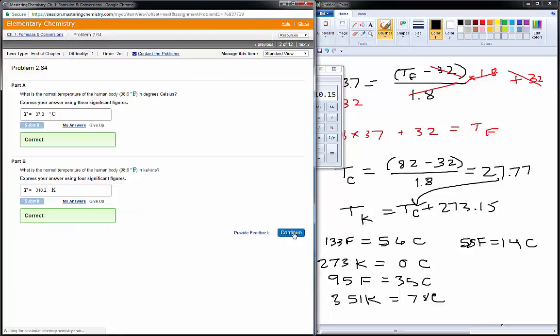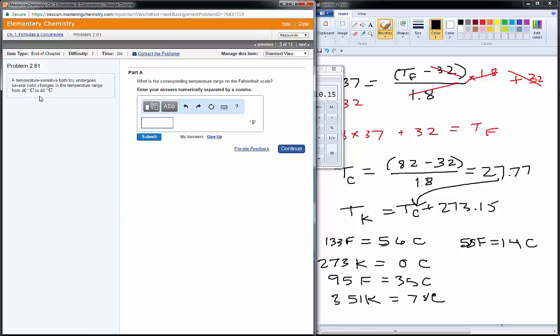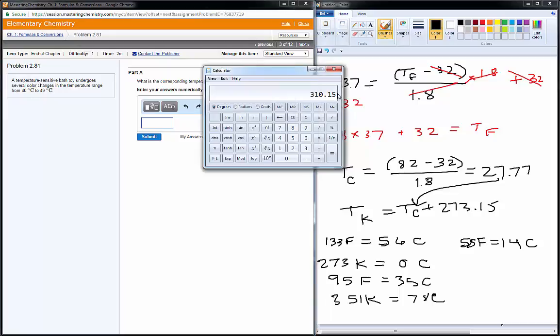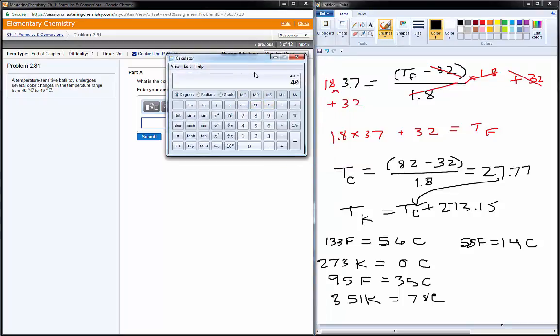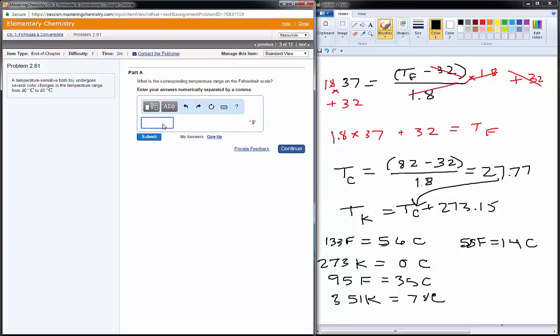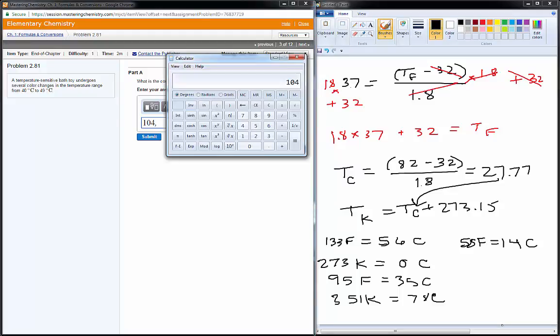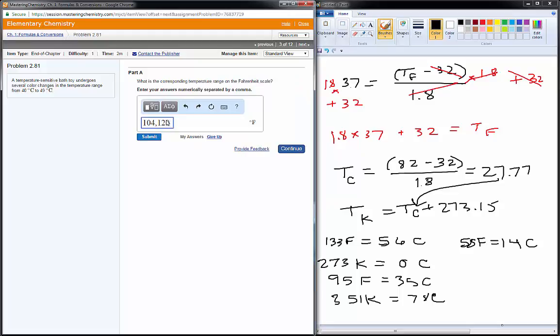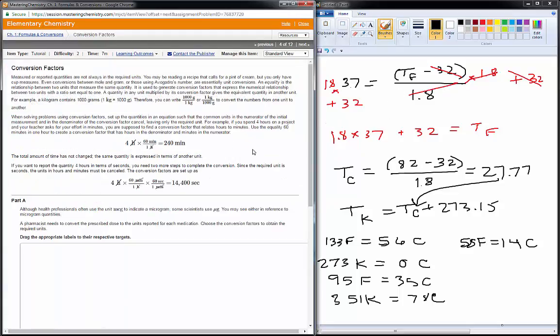All right, a temperature-sensitive bath toy changes color from 40 to 49 Celsius. So what would that be in Fahrenheit? 40 Celsius, we'd multiply that by 1.8 and then add 32, which gives 104. And then if I start with 49, multiply that by 1.8, add 32, I get 120. Again, I'll give you these formulas. You do not have to memorize them.